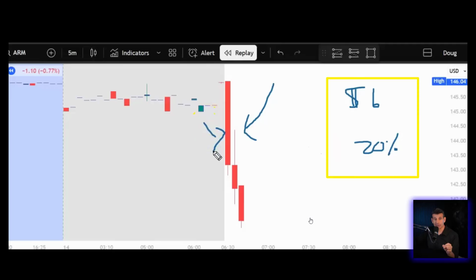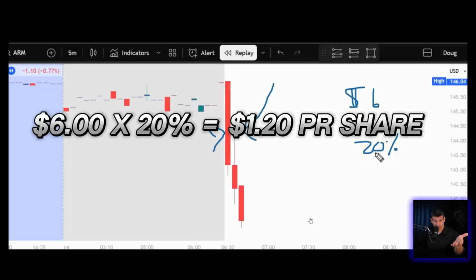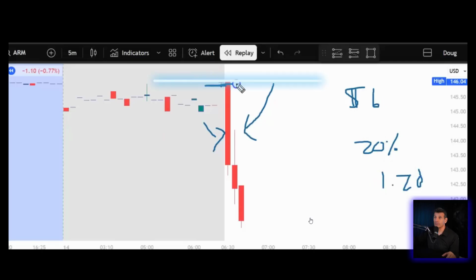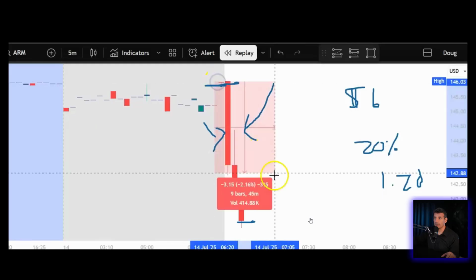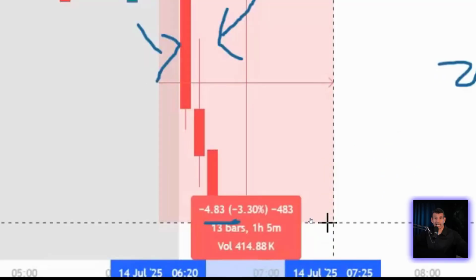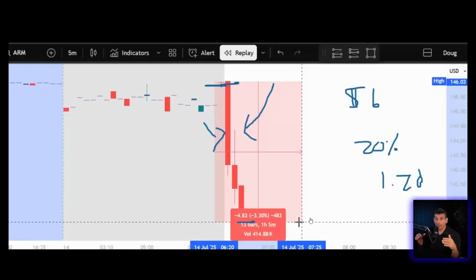Now let me back up, slow down so everybody can follow along. You take the $6, 20% of $6 is what? $1.20. So as long as the top of this move to the bottom of this move exceeds $1.20, it's manipulation and will most likely be reversed. So if I grab a measuring tool and I measure the top to bottom, you'll see it's already well outside of that. You're almost at 100%. You'll see it says $4.83, not quite 100%, but you are excessive in that range. That right there is manipulation.